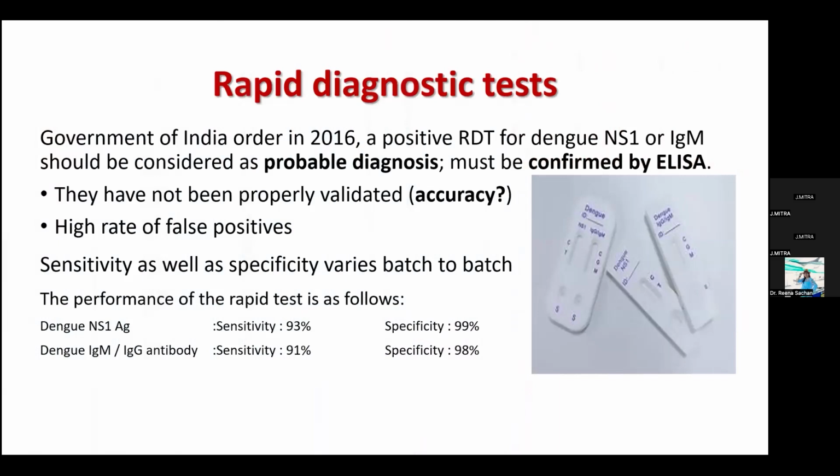A few words about the rapid diagnostic kits: the government of India has ordered these diagnostic kits from 2016, and a positive rapid diagnostic kit for dengue NS1 antigen and IgM should be considered as a probable diagnosis, as previously told, and must be confirmed by ELISA, because there is a question of accuracy. These kits have not been properly validated, and they give false positive results. So there is a question about sensitivity and specificity, and it also varies from batch to batch.